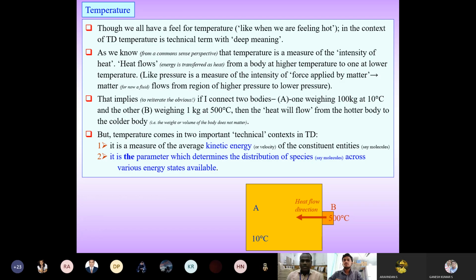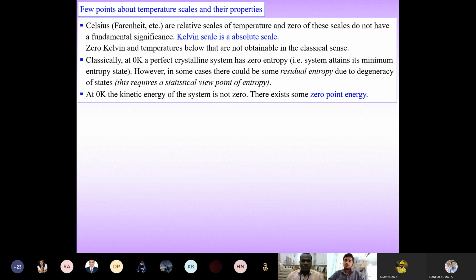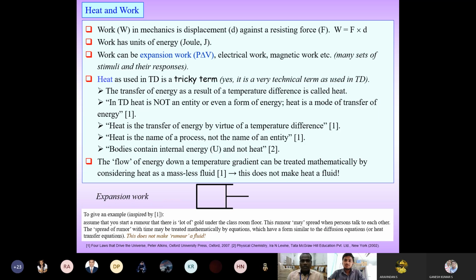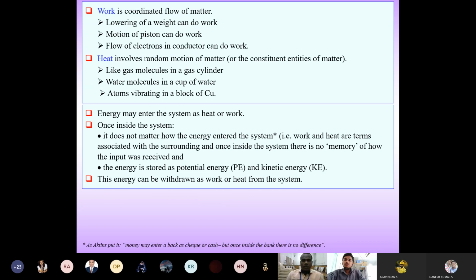Then temperature, then pressure. These are the parameters. These are the functions of the state, point functions. Pressure, temperature, and volume will be functions of each and every state. So we have discussed that, and then what heat and work are, and both together are involved in thermodynamics.